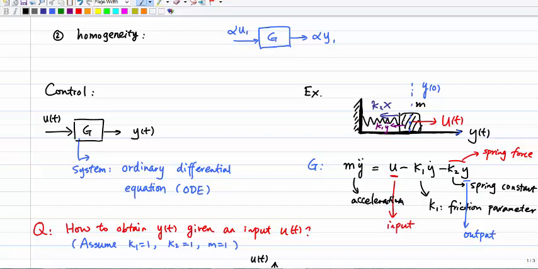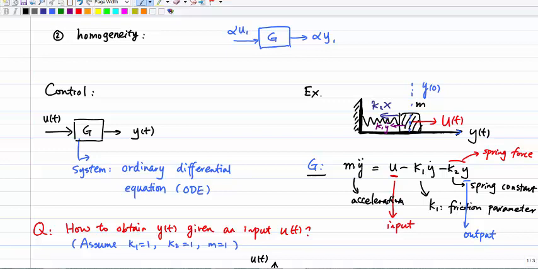So once we have this, we first need to get a system described by the ordinary differential equation, which characterizes the relationship between the input and output. It's not difficult to figure out the relationship between input and output by using the ordinary differential equation. As a matter of fact, this is given by Newton's law.